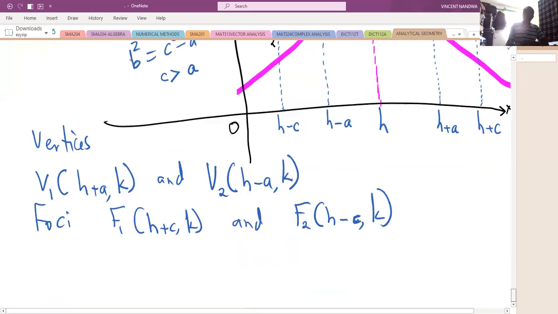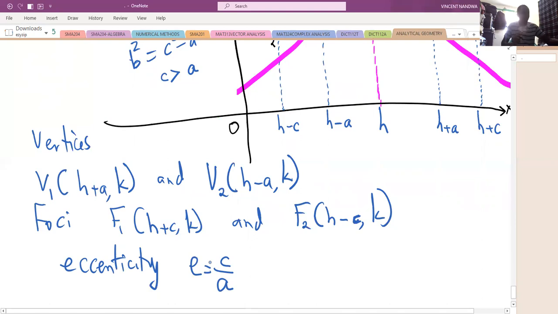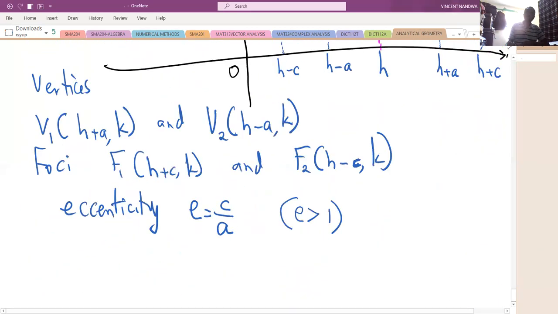And then there is what we call eccentricity. Eccentricity is the ratio of c over a. So this is the ratio of the distance from the center to the focus over the distance from the center to the vertex. This value is always positive, and because c is greater than a for the case of a hyperbola, e is greater than 1. So that's what we have for this given hyperbola.